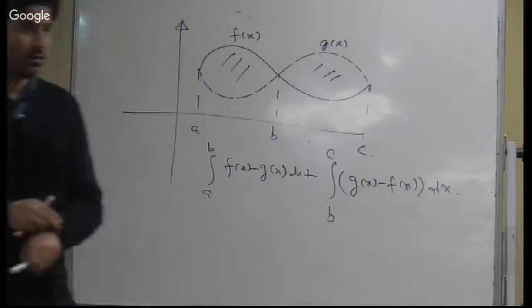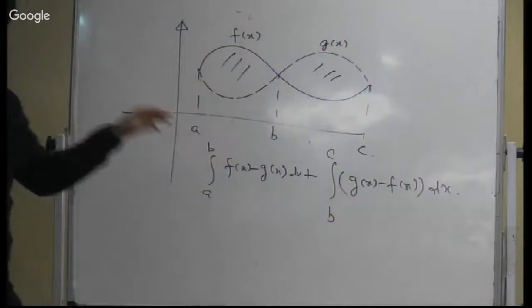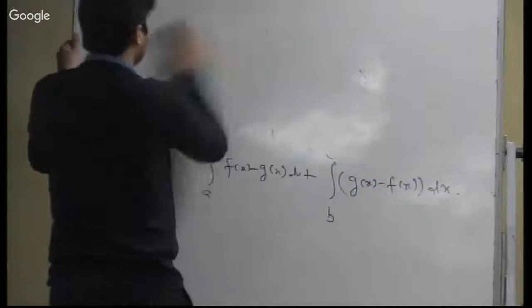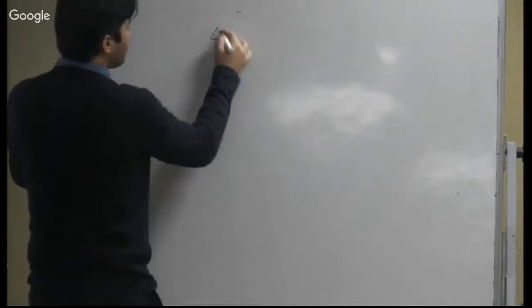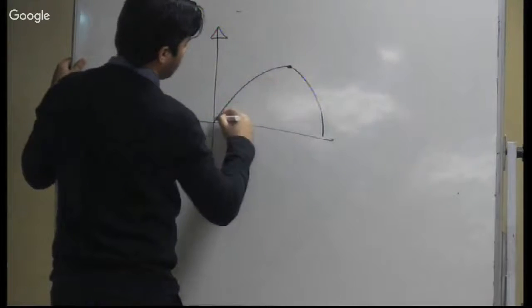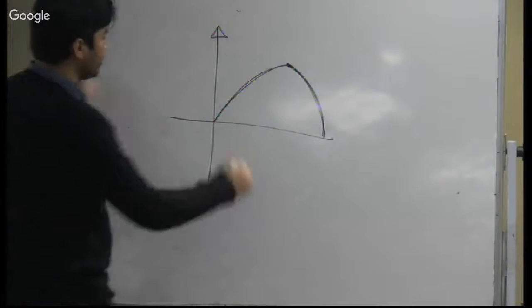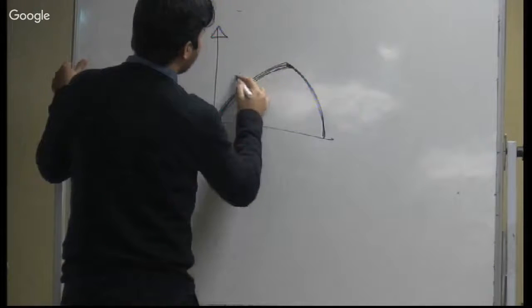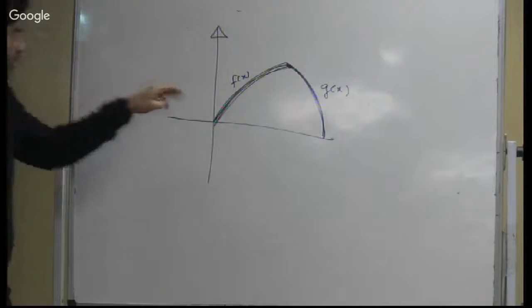Why? Okay. So you're fine, right? You understood this? Now, let's say you've drawn some curve and it turned out to be something like this. A shark shape. Okay, shark tail shape. So let's say this is fx. Let's say this is gx. Okay. How to find the area?